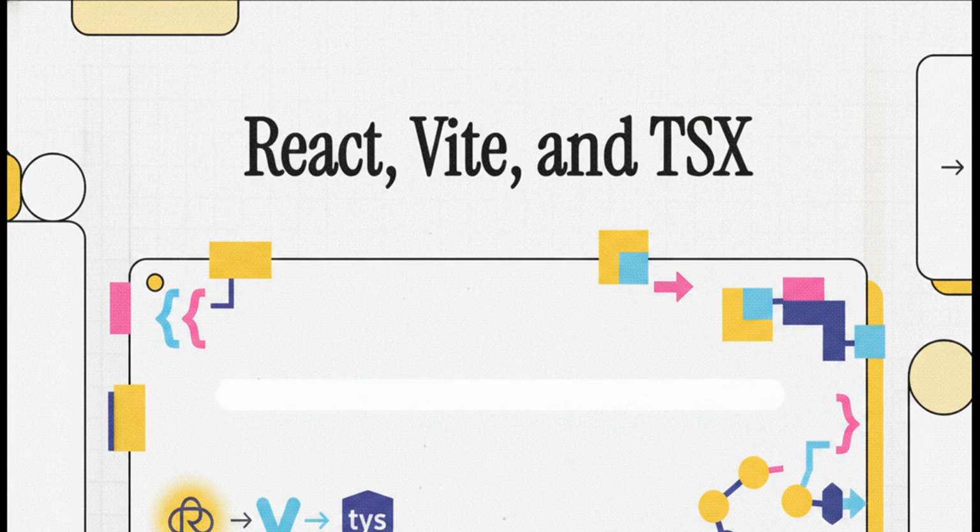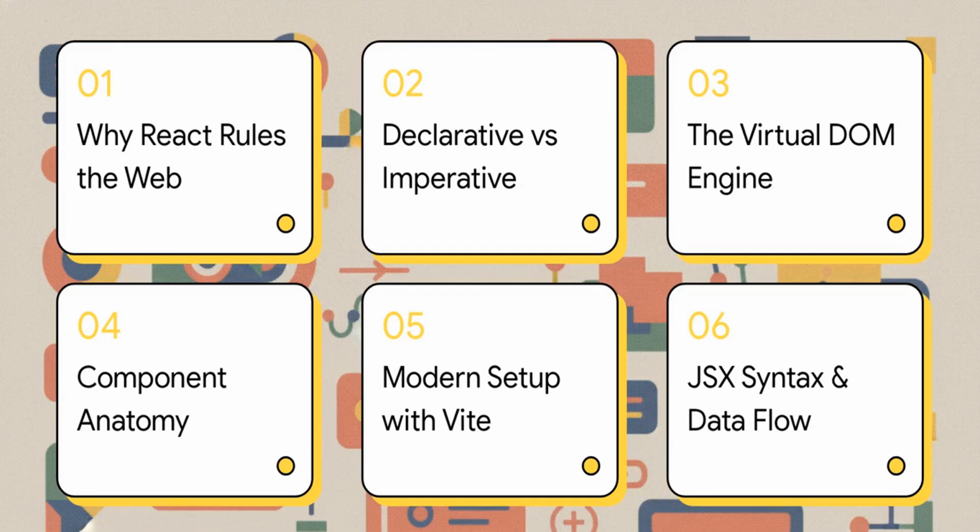We're going to break down the core mechanics of React, why it's so incredibly fast, and how tools like Vite and TypeScript have completely standardized how we build for the web today. Let's get into it. Here's a quick look at our roadmap.